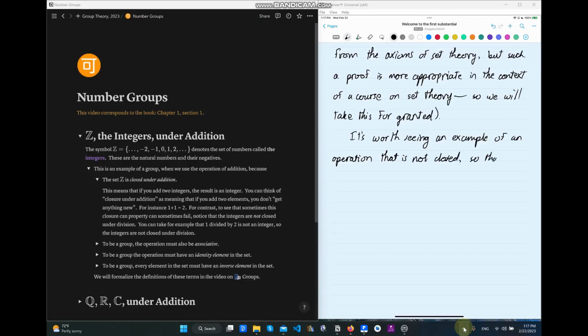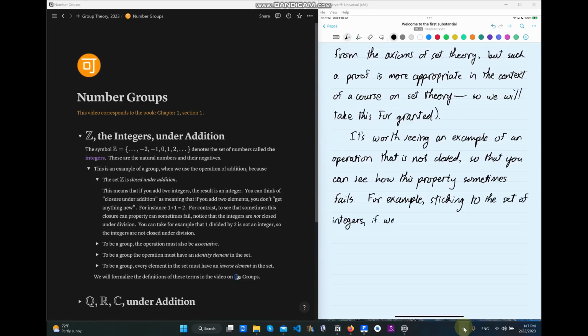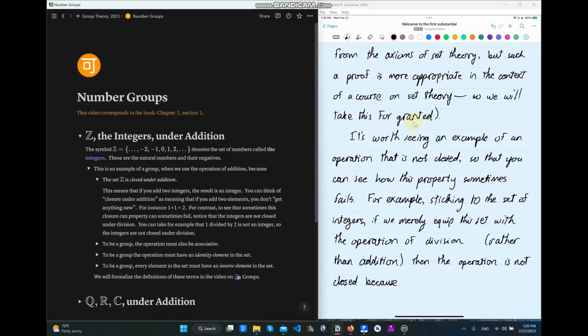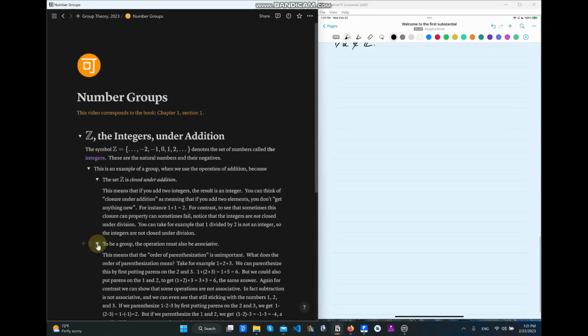It's worth seeing an example of an operation that is not closed so that you can see how this property sometimes fails. For example, sticking to the set of integers, if we merely equip this set with the operation of division rather than addition, then the operation is not closed because 1 is an integer and 2 is an integer, but 1 divided by 2 is not an integer.